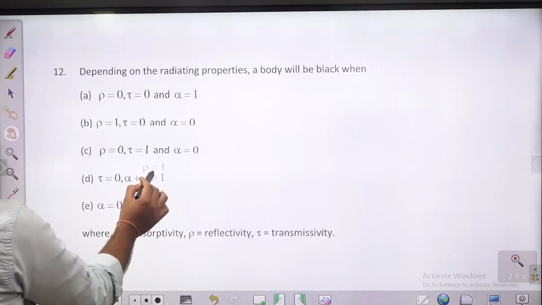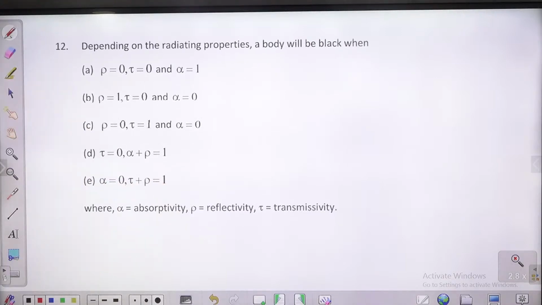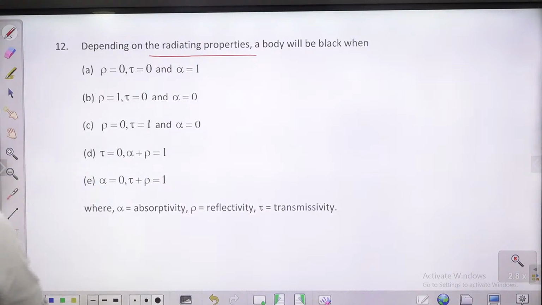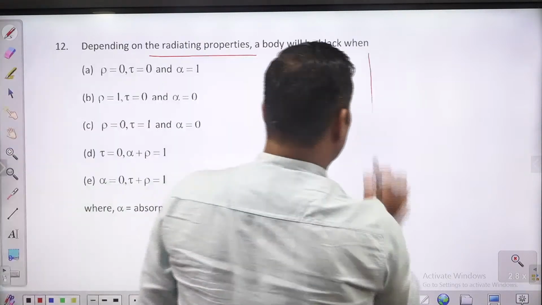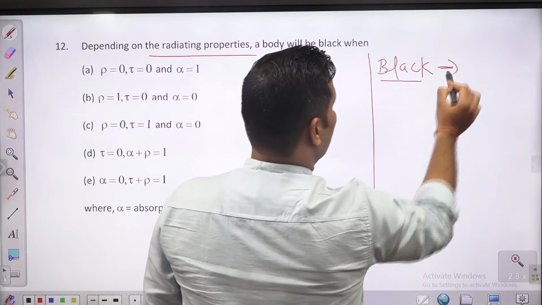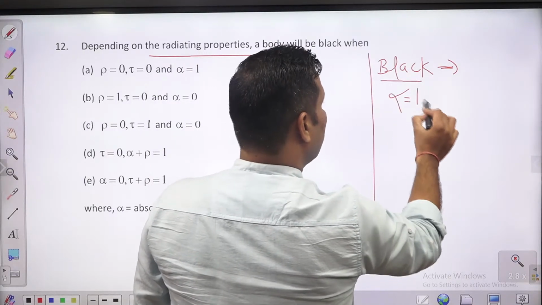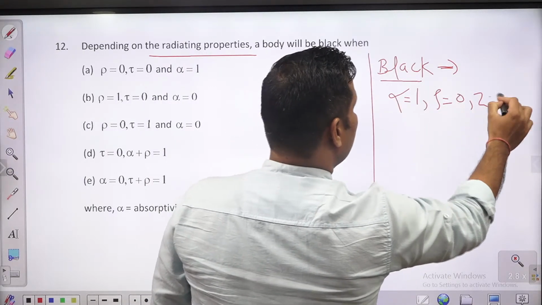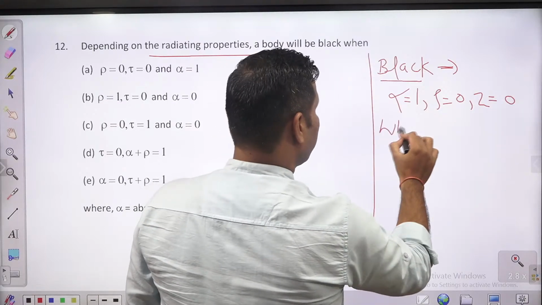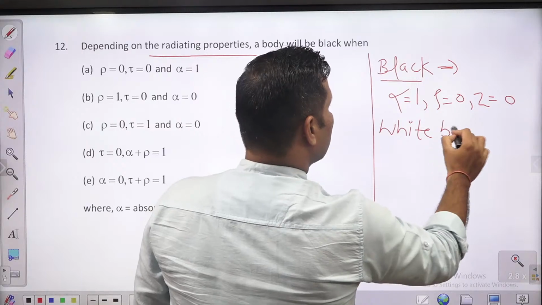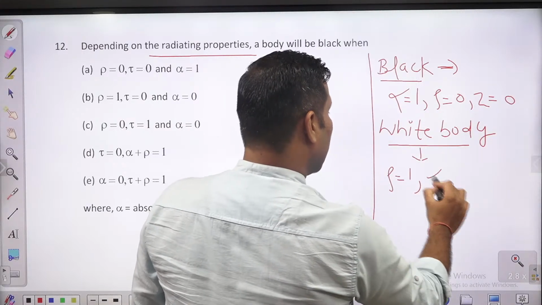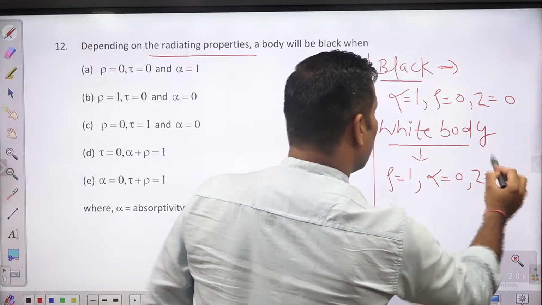Question number 12. Depending on the radiating properties, what is a black body? Let me write it here quickly. A black body is a very good absorber, for which absorptivity is 1, reflectivity 0, transmissivity 0. What is a white body? A white body is an ideal reflector. It means for a white body, the reflectivity equals 1, absorptivity equals 0, transmissivity equals 0.